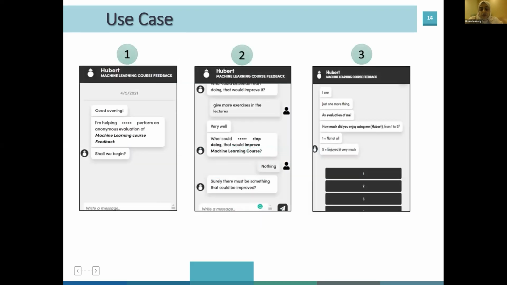At first, during one of the lectures in the middle of the semester, we sent the students a link to the Hubert chatbot. By clicking the link, they started the conversation with the chatbot. At first, the Hubert chatbot asks the student if they are ready to start the evaluation process. After that, the student starts chatting with the chatbot and answering the predefined questions. At the end of the conversation, the Hubert chatbot asks the student to evaluate the experience with the chatbot.